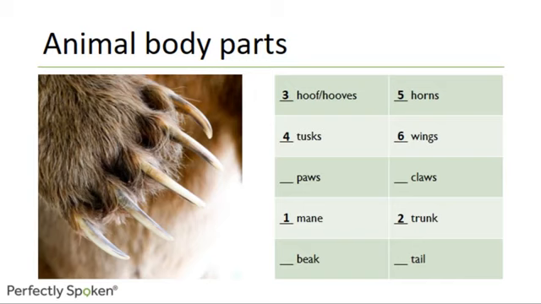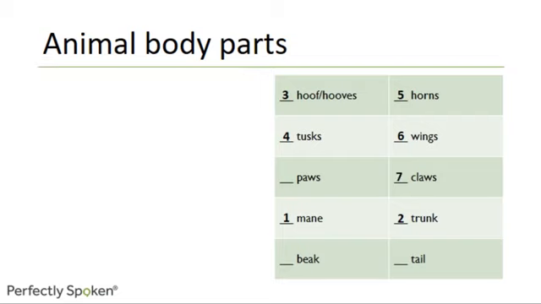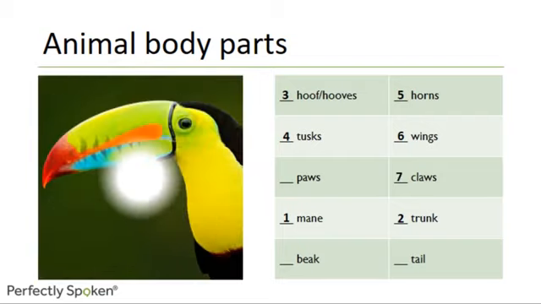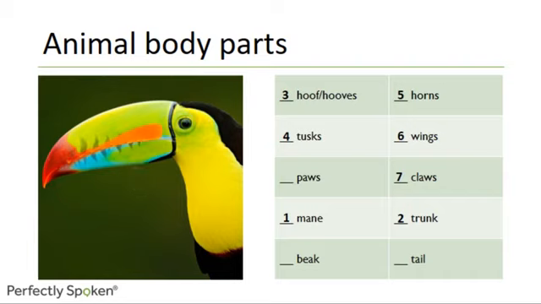Okay, this is a bear. Tigers, cats, all sorts of animals have these sharp nails on their paws. These are called claws. And the next one, we've got a toucan, a very colourful bird with an enormous beak. Yeah, the mouth of a bird is a beak.